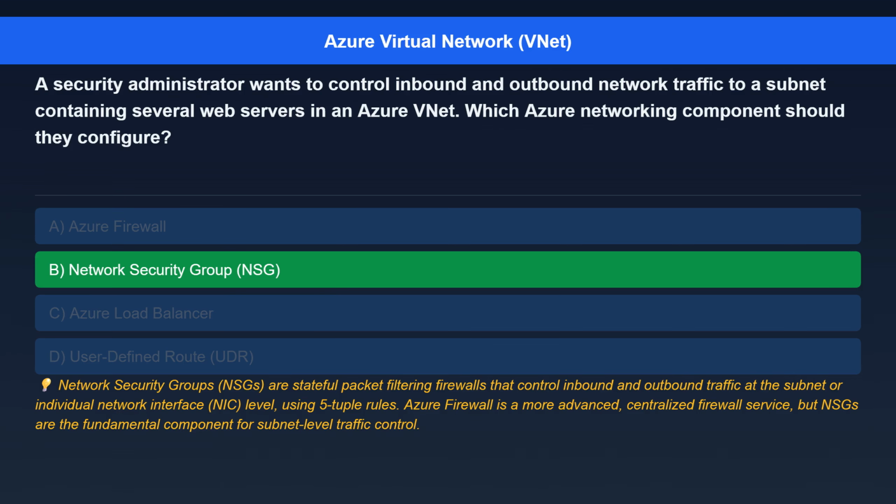The correct answer is Network Security Group, NSG. Here's the explanation. Network Security Groups, NSGs, are stateful packet filtering firewalls that control inbound and outbound traffic at the subnet or individual network interface (NIC) level, using 5-tuple rules. Azure Firewall is a more advanced, centralized firewall service, but NSGs are the fundamental component for subnet-level traffic control.